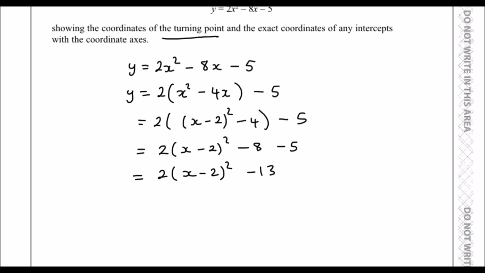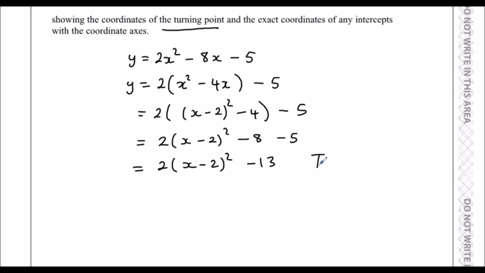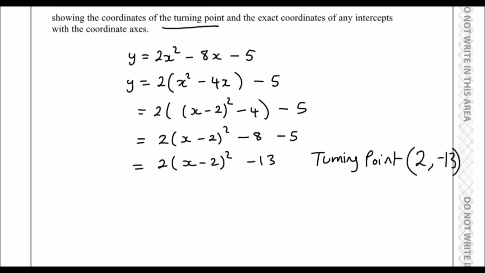So that gives us a turning point at what makes the bracket 0. That's the smallest thing we can get. That's when x is 2. And when x is 2, all of this is worth 0. So we've got minus 13 left. So the turning point is at 2, minus 13.